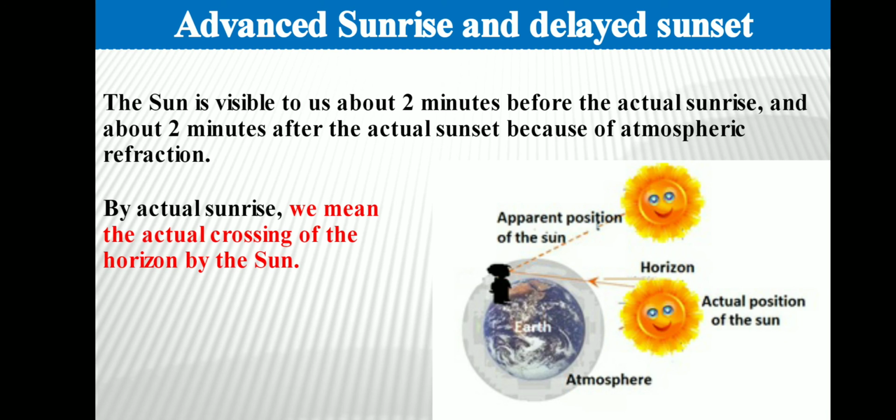By actual sunrise we mean the actual crossing of the horizon by the sun. This is the horizon position. Actual sunrise means once the sun crosses the horizon point. But before it, we can see the sunrise is already done. That means it is the advanced sunrise.